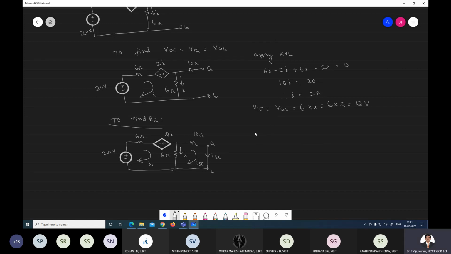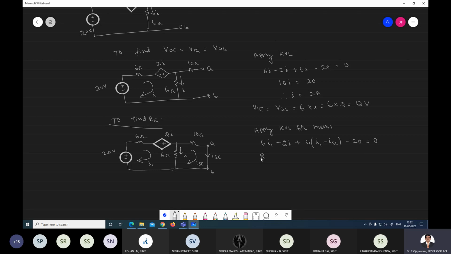Now apply KVL for mesh 1. Then we can write it as 6 into I1 minus 2 into I plus 6 into the current flowing in that branch. Two currents are there, I1 minus ISC, minus 20 is equal to 0.